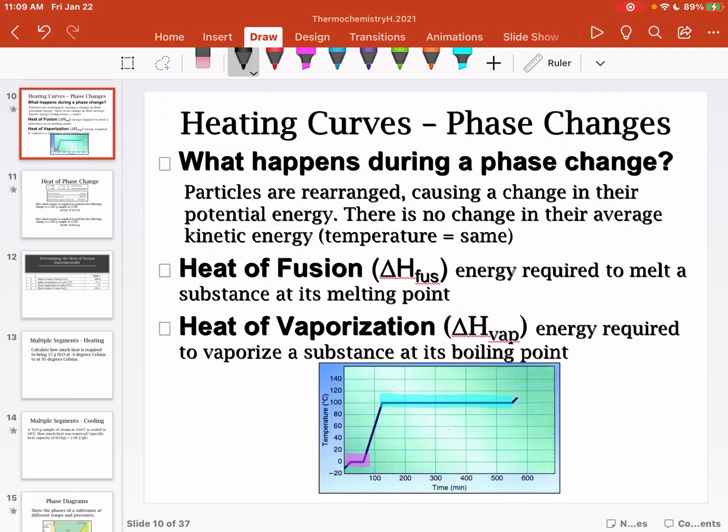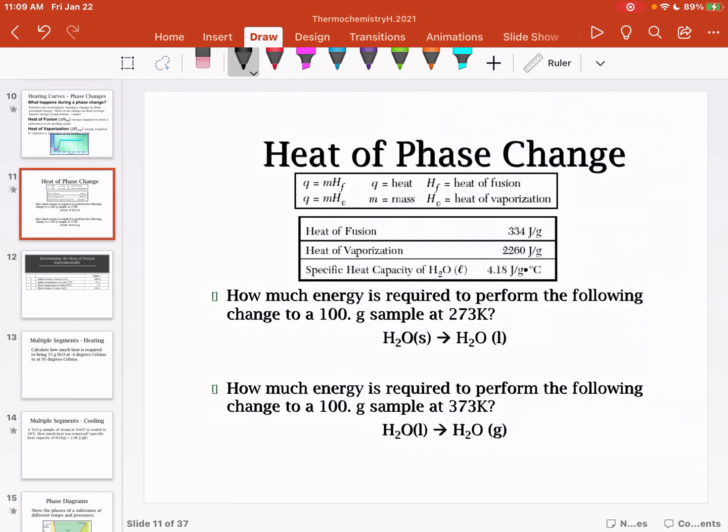So as I consider doing some calculations with this heat, how much energy do I need to perform the following change at 273 Kelvin? So what I can see is, of course, 273 Kelvin. If I subtract 273, that's 0 degrees Celsius. So I am looking to melt ice at its melting point. So I need to pick out a constant to use. Since I no longer have a delta T, MCAT is not going to be in play.